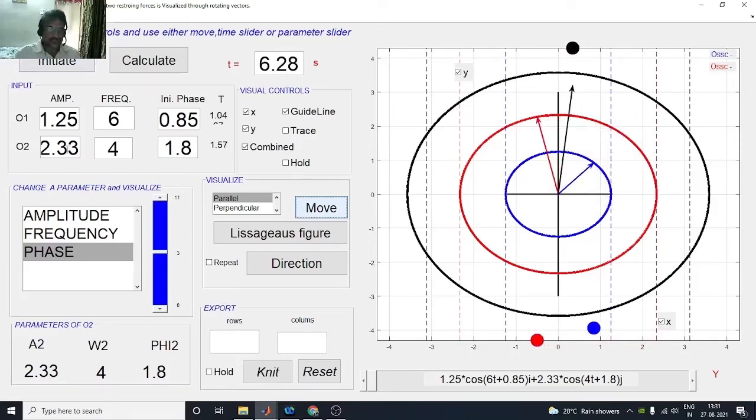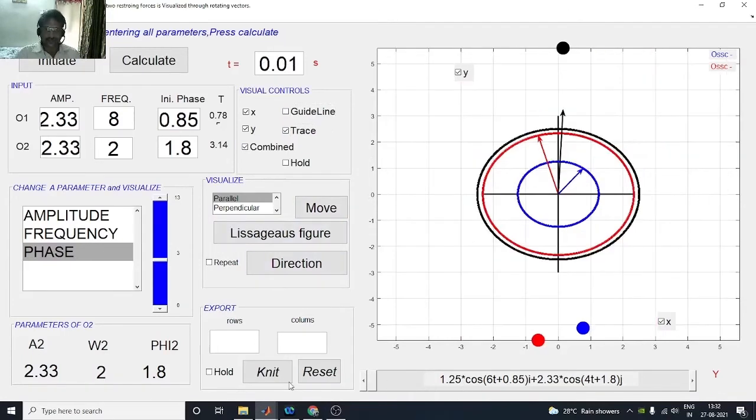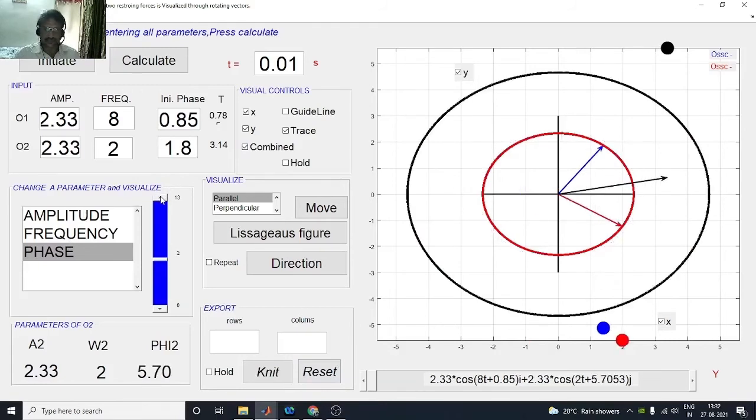So to end the simulation, let me put both the amplitudes as same, equal, and put the frequency as 8 and this frequency as 2. Initial phases are something, and I will put the trace also. It would be interesting to see how the trace line will be. So this is at t equal to 0. Let us change the phase actually, so let's put the phase as something like this, and let us observe what happens.